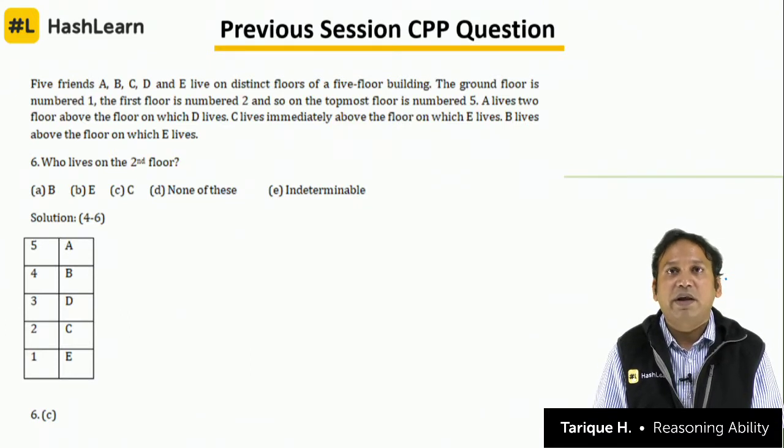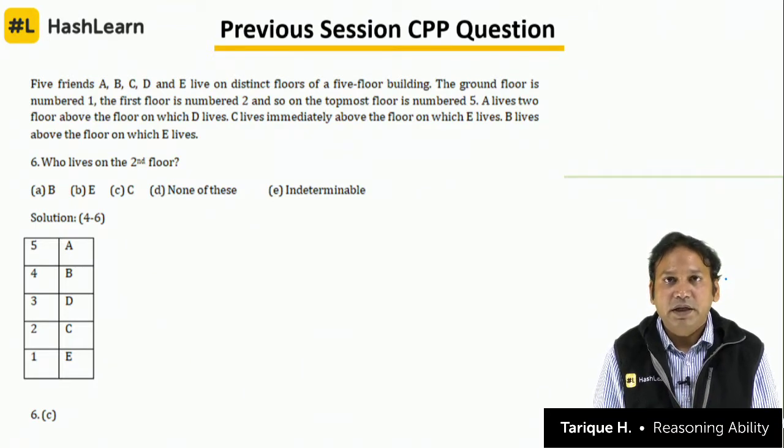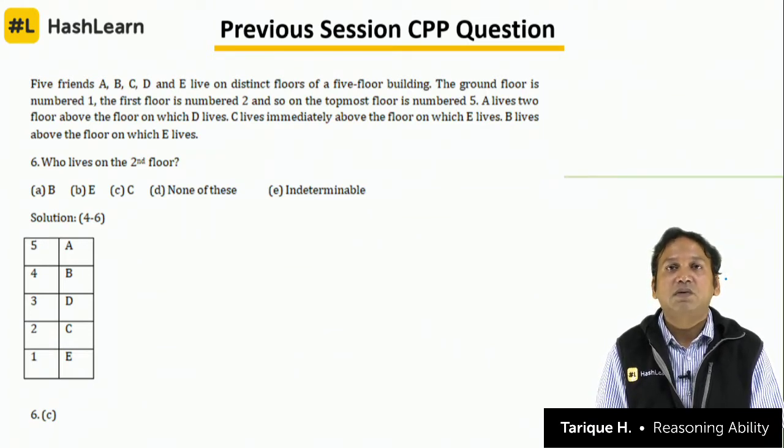ये क्वेश्चन जो है वो अरेंजमेंट का है, जहाँ पे we have floor arrangement, right. And most students who attempted this question got the answer as E, that is indeterminable. Now we will see how to solve this question and why the answer is not E. Although it's not a very difficult question, it is a good question of taking cases in solving an arrangement question. This is a vertical arrangement, floor arrangement question.